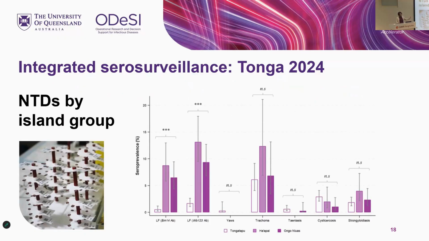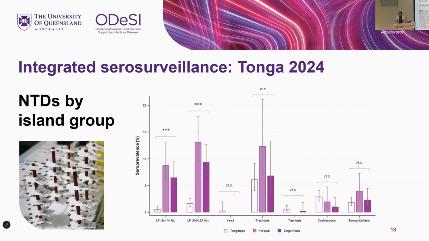And just a very quick rundown of the types of insights you can get. So all of these results are just from the dry blood spots. So the different blocks of bars are for different NTDs, neglected tropical diseases. And we won't go into all the details here. And the different colors are for the different island groups. So as you can see, the seroprevalence for different NTDs varied quite a lot, even by island groups within quite a small country. Tonga has a population of 100,000 or so. So, you know, really there's a lot of variation.